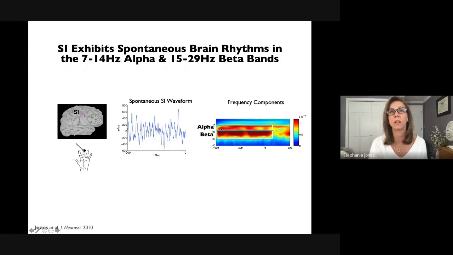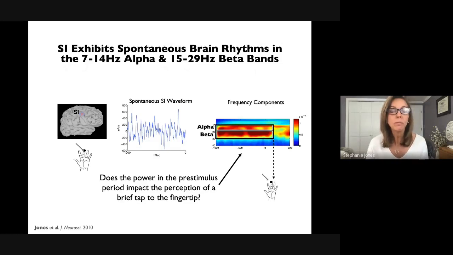You see that there's a large component in what we call the alpha band, 7 to 14 hertz, and the beta band, 15 to 29 hertz. This is a really robust and reliable signal from the somatosensory cortex. We see this in every adult subject that we put in either MEG or EEG. And I say adult because when you look at kids, things are a little bit different. Kids have more alpha than beta, which is interesting.